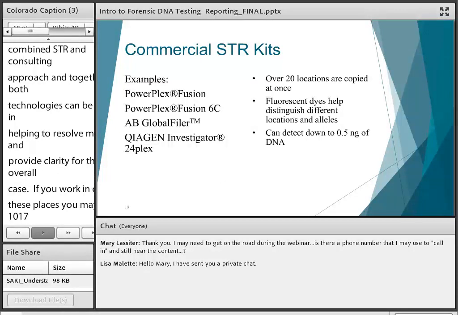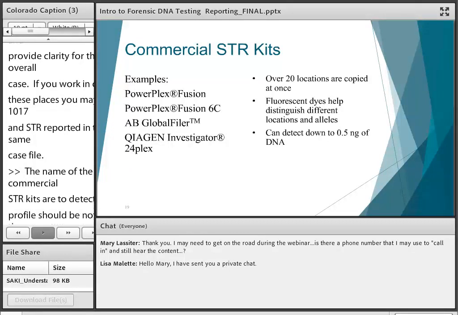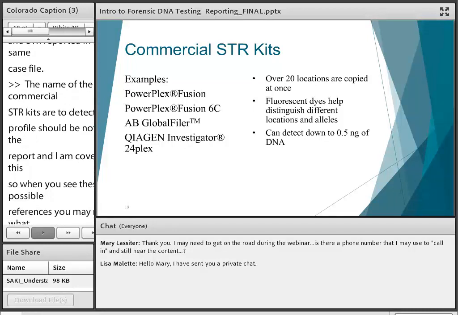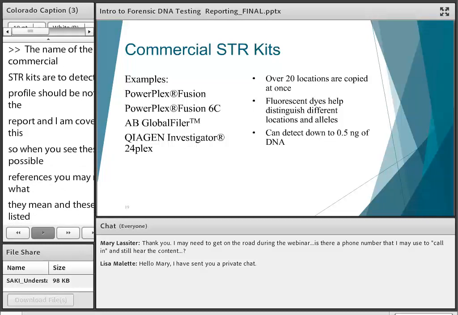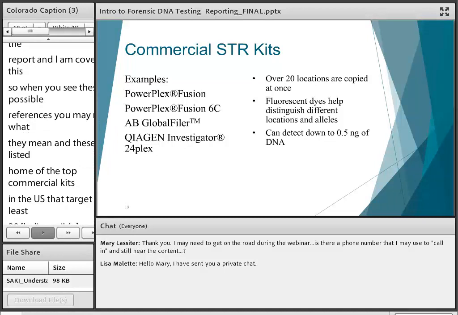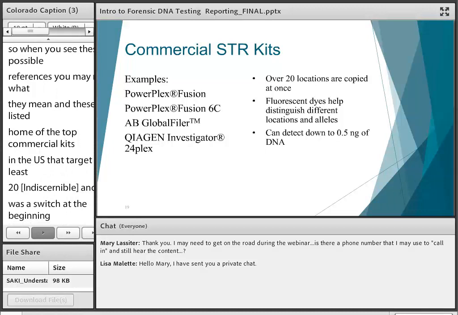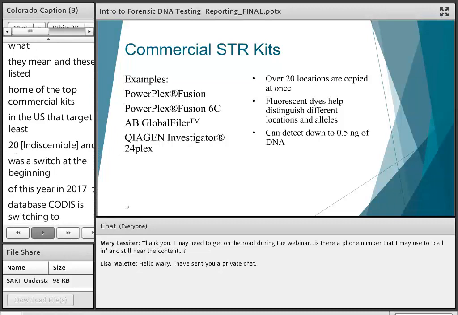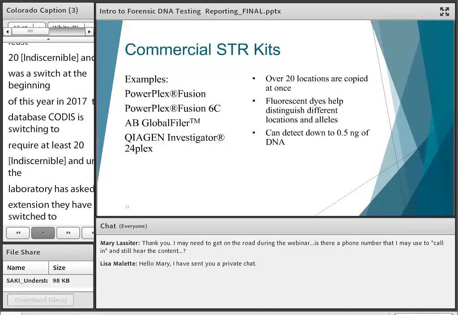The name of the commercial STR kit or chemistry used to detect the STR profile should be noted in the report. And I'm just covering this so when you see these possible references, you may recall what they mean. These are listed here, the top commercial kits in the U.S. that target at least 20 loci. There was a switch just at the beginning of this year in 2017 that the U.S. database, CODIS, is switching to require at least 20 loci. So unless the laboratory has asked for an extension, they have switched to one of these kits. And so you'll be getting a lot more data back with your case reports.